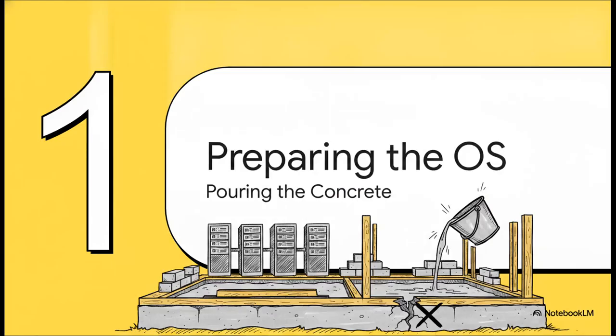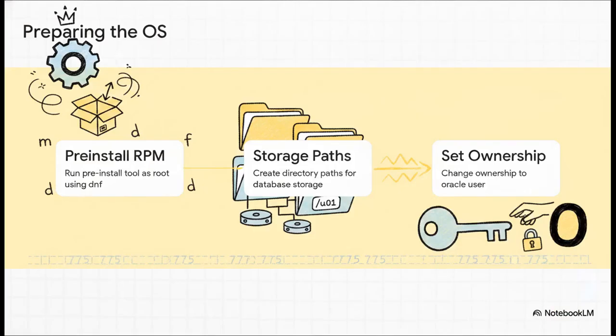Okay, phase 1. Preparing the OS, which is essentially pouring our concrete. You simply cannot build a solid house on a weak foundation, right? So let's look at the exact sequence here.